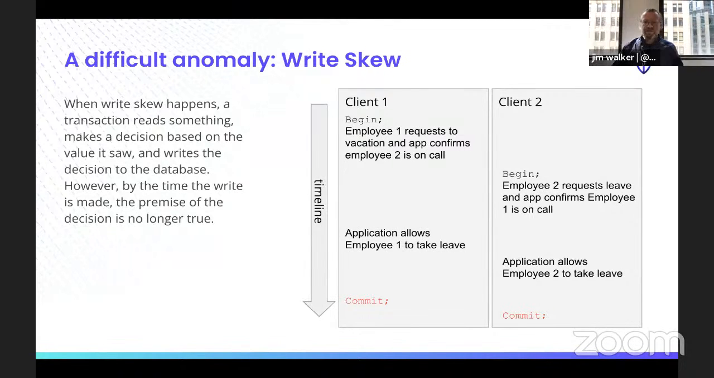So I'm good. In both situations, it looks good. Both applications are saying this is great. Before the commit even happens, it says, great, allow somebody to take a leave. And on the other side, it allows employee two to take leave. So now you don't have coverage for your help desk or whatever that is, and you have this write skew.